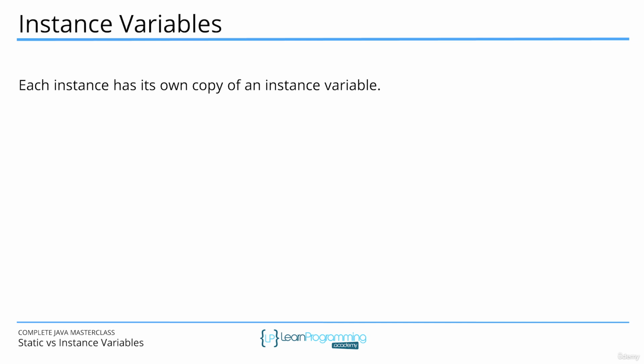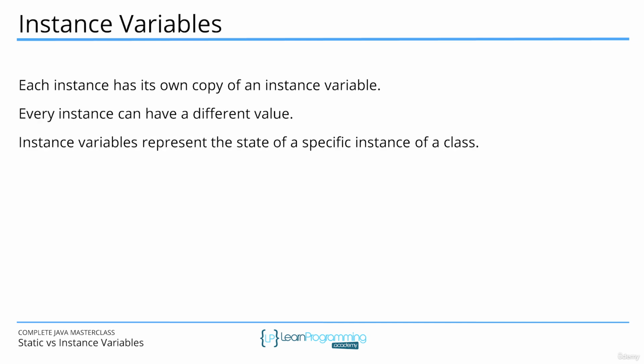Each instance has its own copy of an instance variable. Every instance can have a different value. Instance variables represent the state of a specific instance of a class. Let's see an example using instance variables.